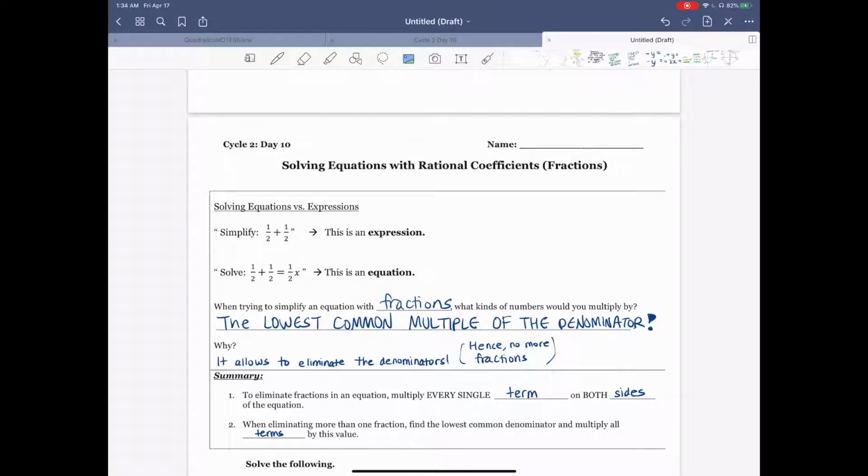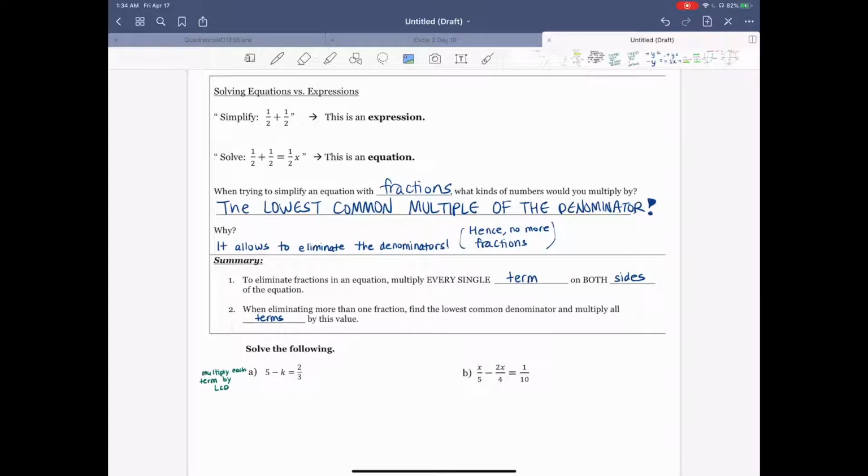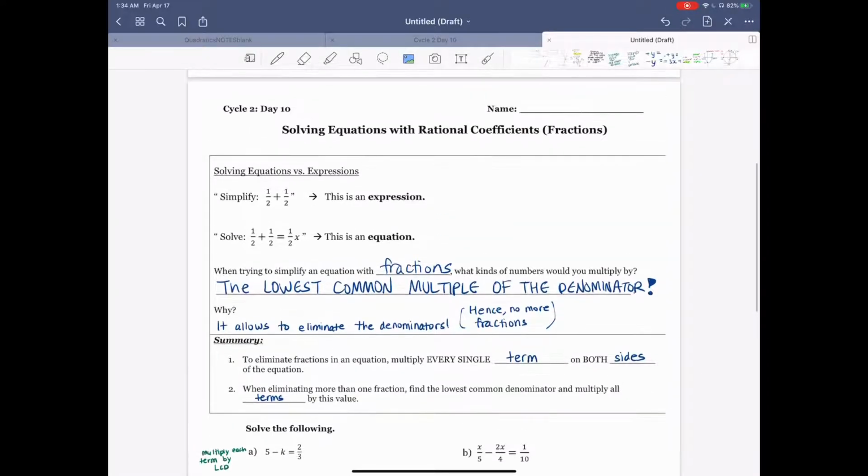When trying to simplify an equation with fractions, what kind of numbers would you multiply? You're going to multiply by the lowest common multiple of the denominator. Why? It allows us to eliminate the denominator, hence no fraction. So this is one way you can solve for it. Summary. To eliminate fractions in an equation, multiply every single term on both sides of the equation. When eliminating more than one fraction, find the lowest common denominator and multiply all terms by this value.